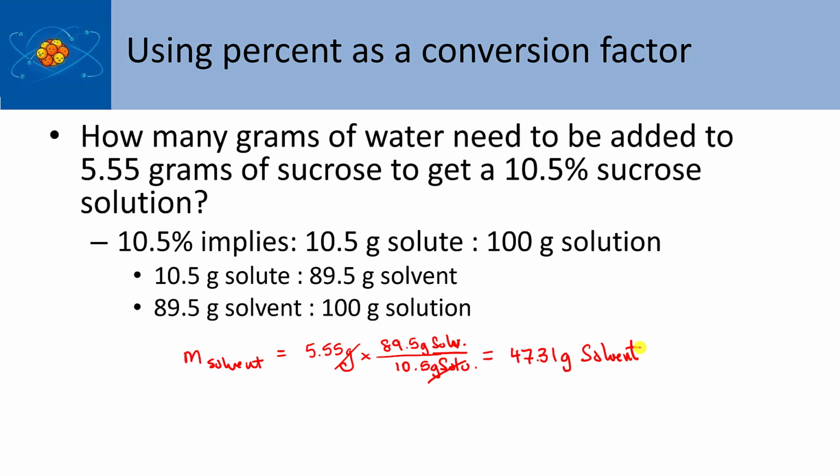Now, just to back up here, if you have the 5.55 grams, you can add the 47.31 grams of solvent to it, and you should get a 10.5% solution. Now, if you're actually doing this in a lab, what you actually calculate is the mass of the solution that you need. So we would just do this. This is the mass of solution.